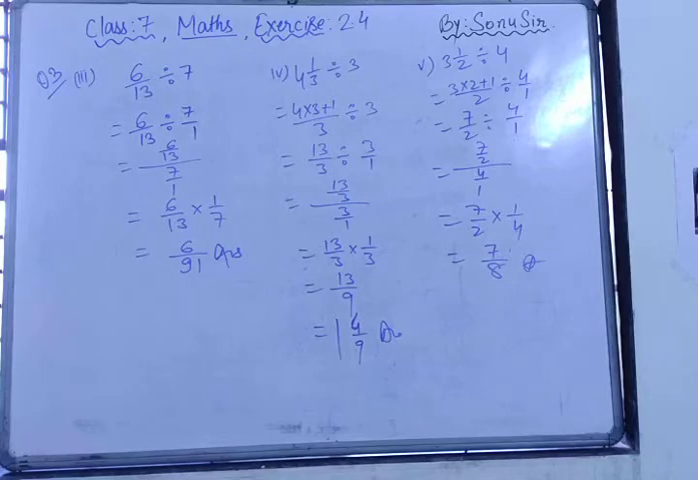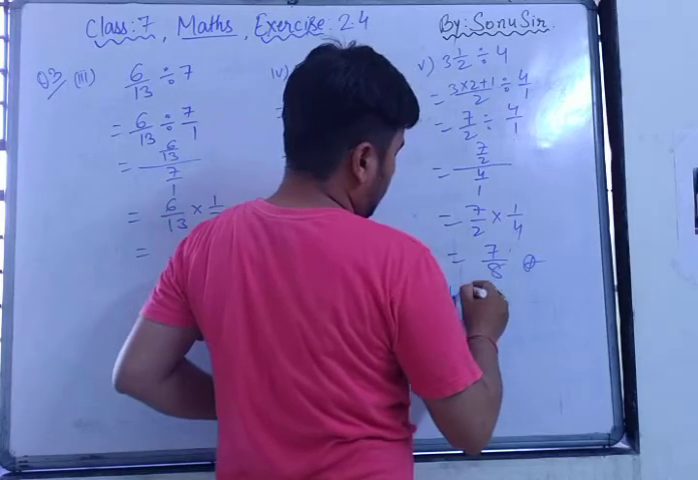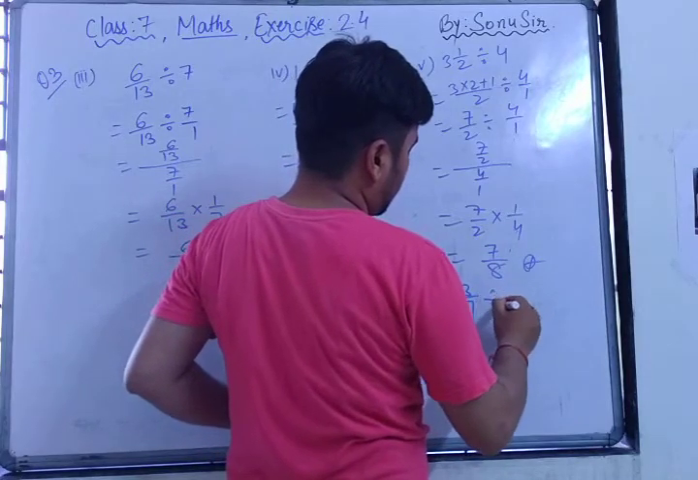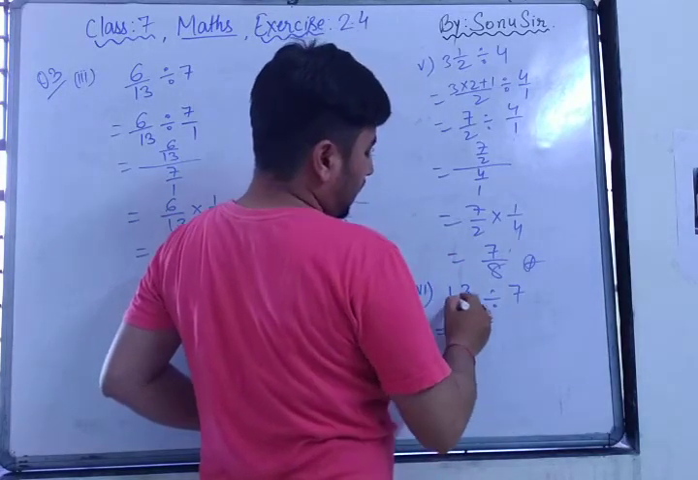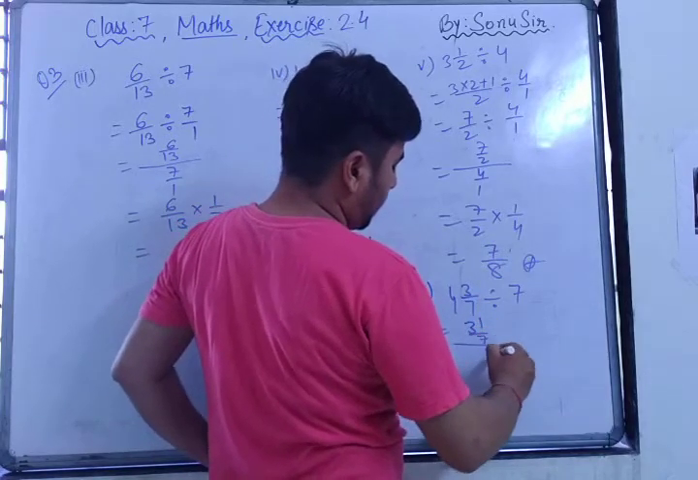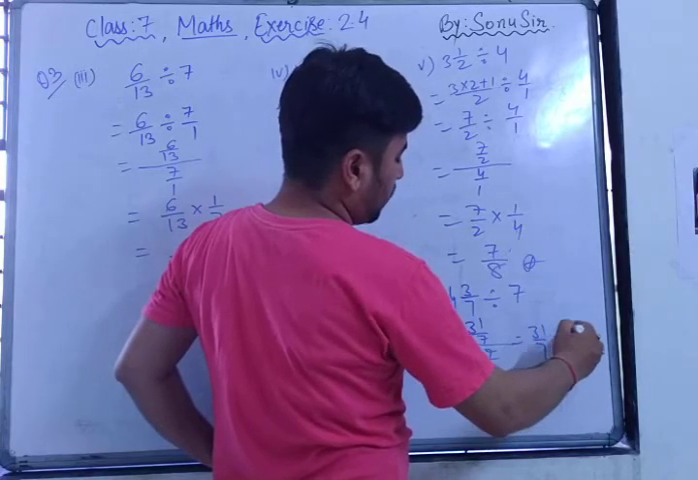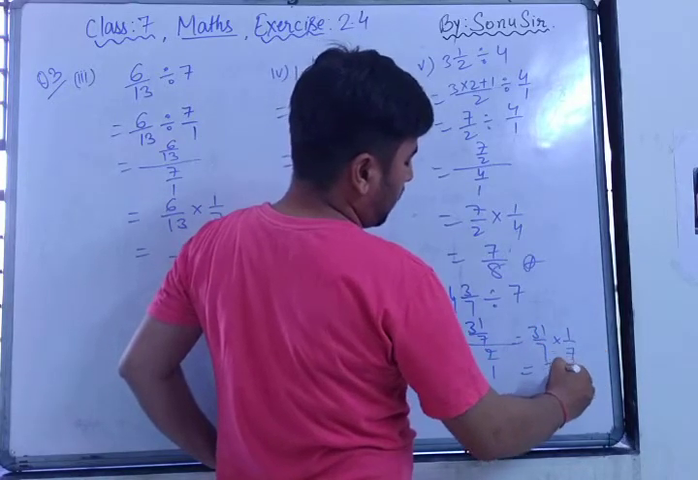4 into 3 by 7 divided by 7. So directly you can see here, 7 fours are 28 plus 3, 31 by 7 divided by 7 by 1 is equal to 31 by 7 into 1 by 7, 31 by 49.